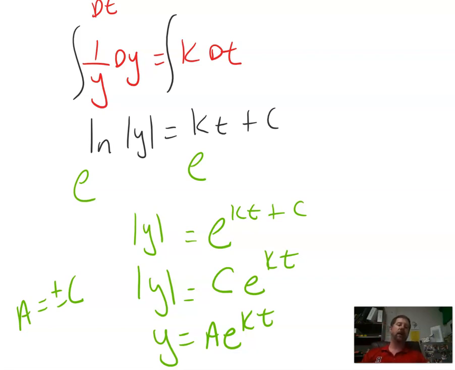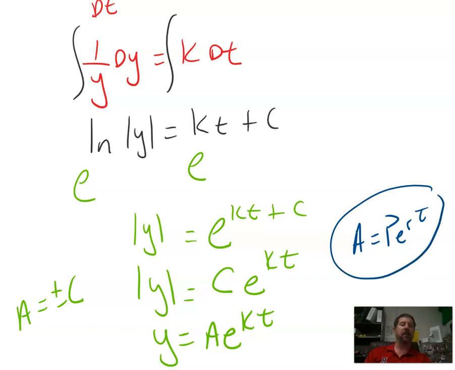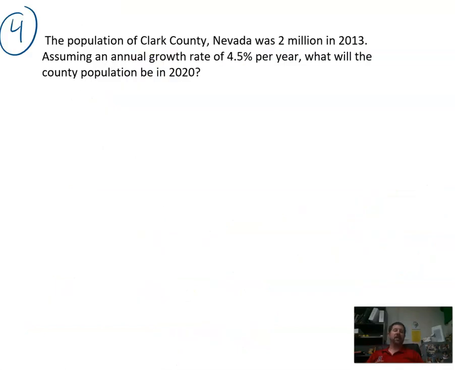We solved for y. And now if we look at this equation, hey, that equation kind of looks familiar, right? Isn't this just our PERT equation, A equals P e to the rt, our continuous growth equation we had back in trig, pre-calc, algebra 2? There it is. We just derived it using our calculus, and now we know where it comes from. That's pretty cool.